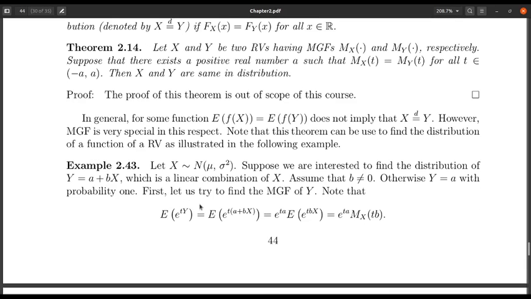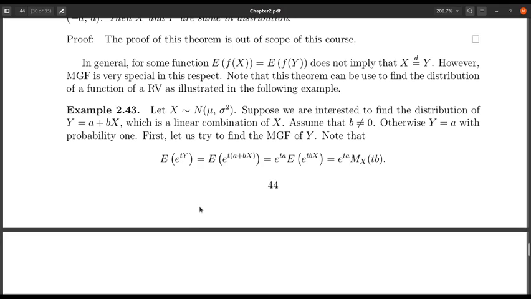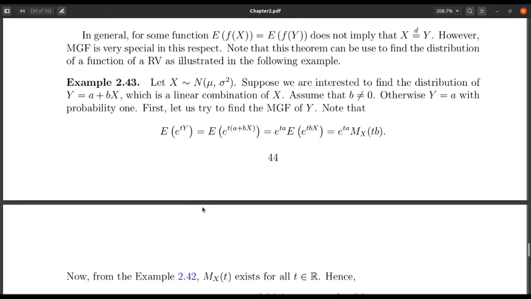So let us see one of the examples where we can use the moment generating function to find the distribution of a function of a random variable. We start with a normal distribution, normal with mu, sigma square. So X has distribution normal with mu, sigma square. And suppose we try to find the distribution of Y, which is a linear function of X, a plus bX, with the condition that b is not equal to 0.